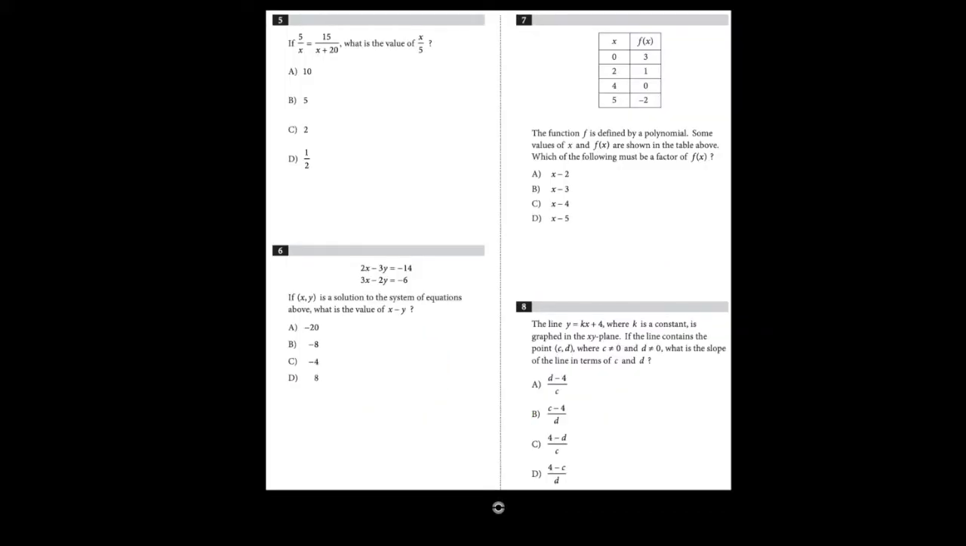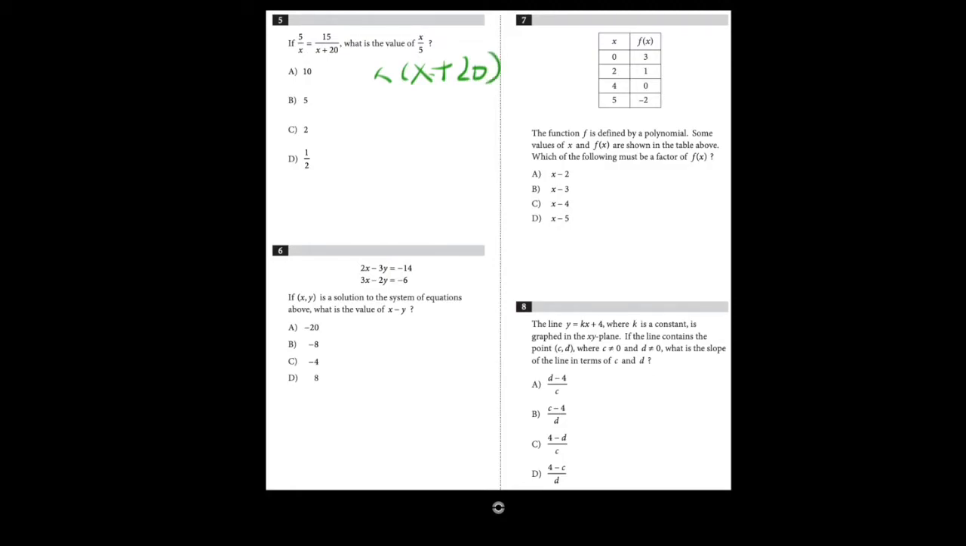Okay, number 5. 5 over x equals 15 over x plus 20. Find the value of x over 5. Here, I think we can just solve for x pretty easily. We multiply both sides by x times x plus 20. We're going to multiply both sides by that to cancel stuff out from the denominator.